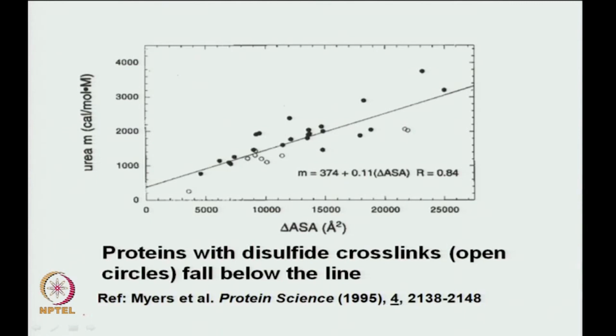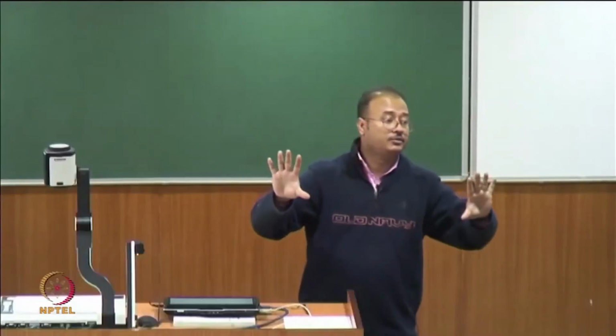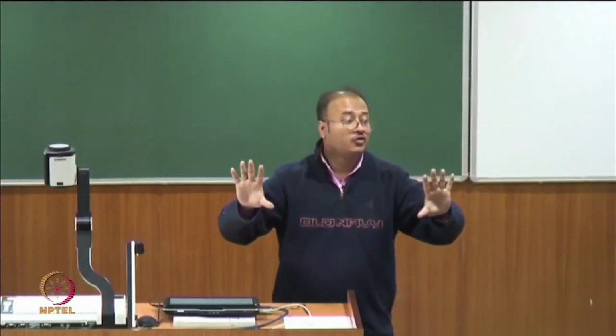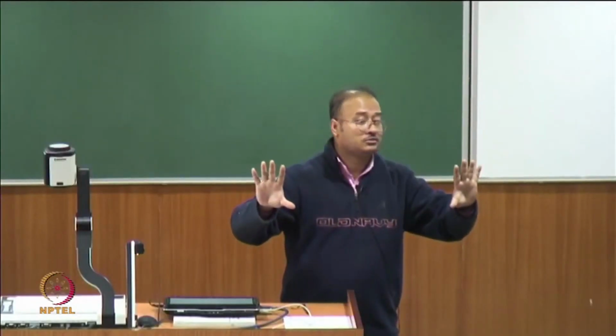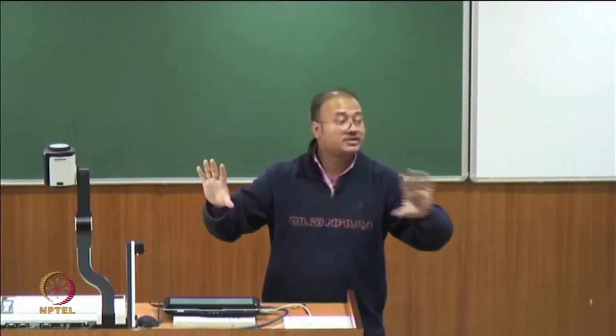Now, why do you have these scatters? One is proteins with disulfide links or disulfide cross links, I mean, they are the open circles. So, these are the ones with disulfide links. Now, isn't it obvious? If you have a protein which has no disulfide bond, if you have a protein which has a disulfide bond, which one would be exposed more? The no disulfide bond. Very simple.